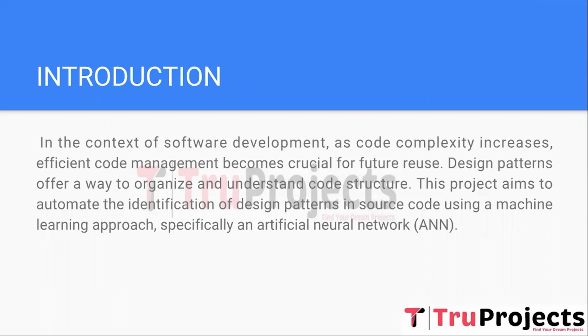This project focuses on automating the detection of design patterns in source code through a machine learning methodology, specifically an artificial neural network. By leveraging the power of ANN, the project's goal is to accurately identify and classify the design pattern in code, facilitating improved code reuse and maintenance.